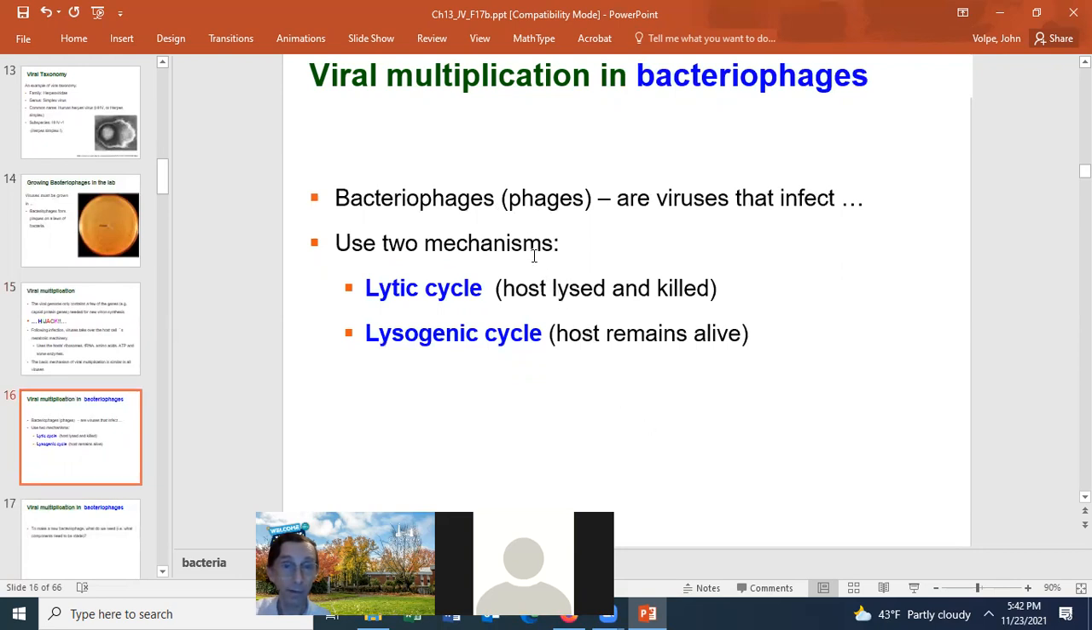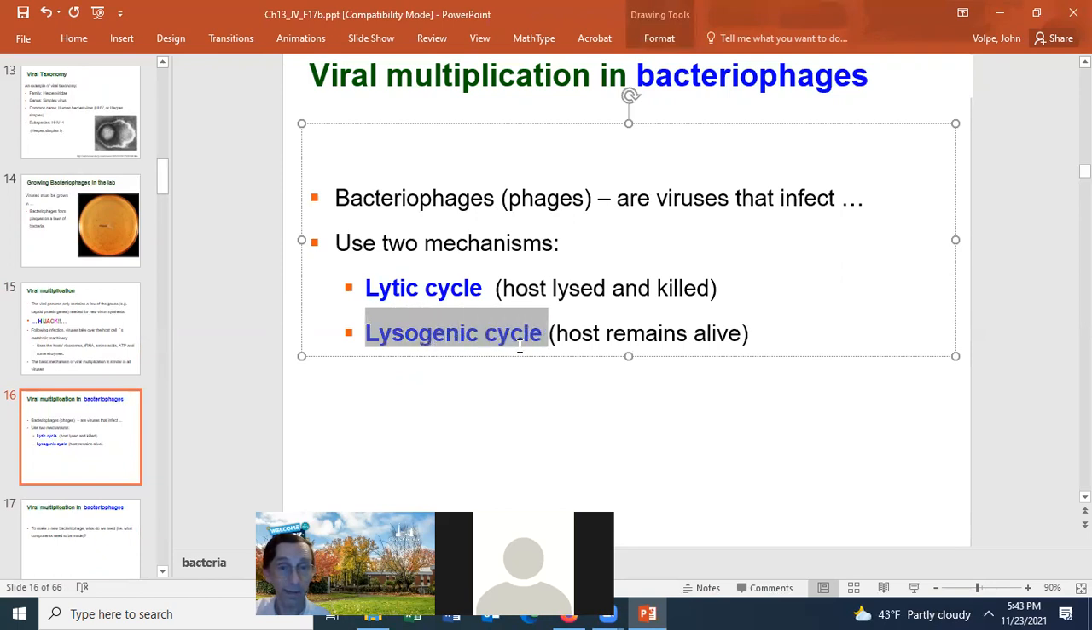We're going to talk about it with bacteriophages. These are the viruses that infect bacteria cells. Bacteriophages have two mechanisms for multiplying, meaning two life cycles: the lytic life cycle and the lysogenic life cycle. In the lytic life cycle, the host cell that is infected is lysed and killed as the virus replicates. In the lysogenic life cycle, the host cell is infected, but the host cell remains alive, and the virus and the host cell live together in symbiosis for as long as the virus remains in the lysogenic life cycle. And we'll talk more about that in a little bit.